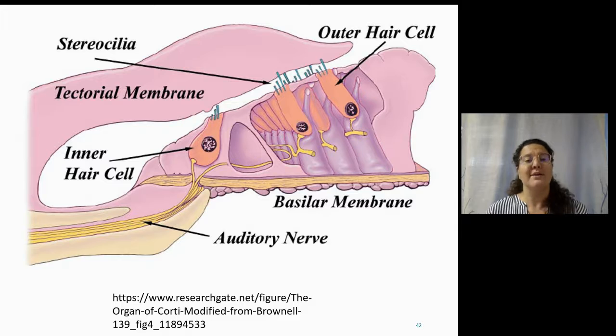So today we're just going to talk about the structure of the ear. We're going to continue on with our next lesson to talk about how hearing works.